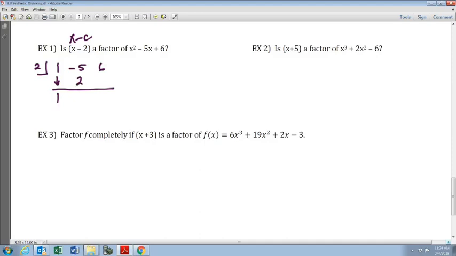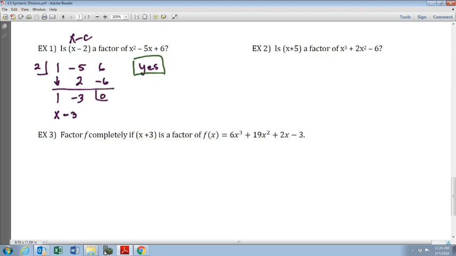When you multiply, you get 2. When we add there, we get negative 3. 2 times negative 3 is negative 6, and when we add, we get 0. So since we got a remainder of 0, the answer here is yes, this is a factor, or x minus 2 is a factor of x squared minus 5x plus 6. By the way, if we wanted to write the other factor, it would just be x minus 3 here.